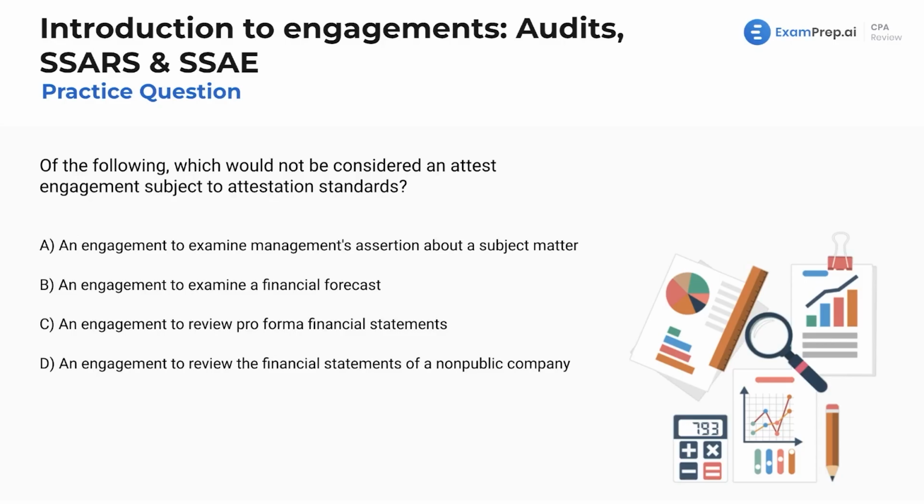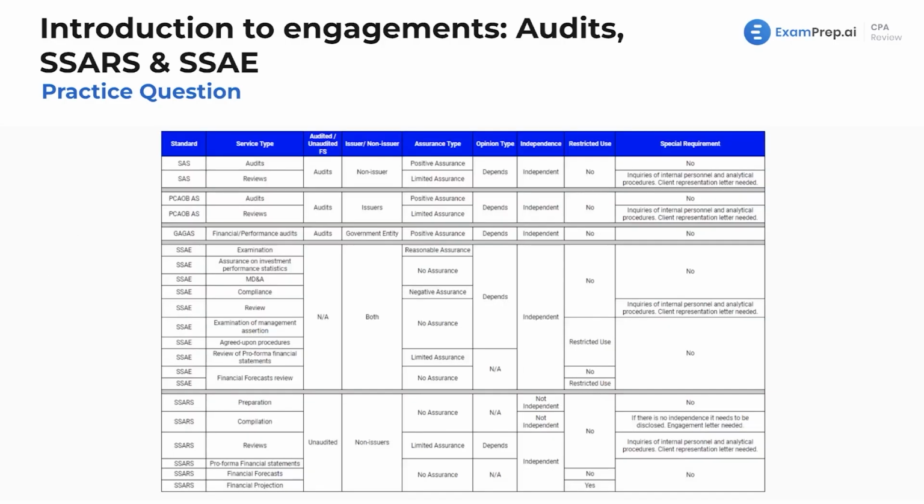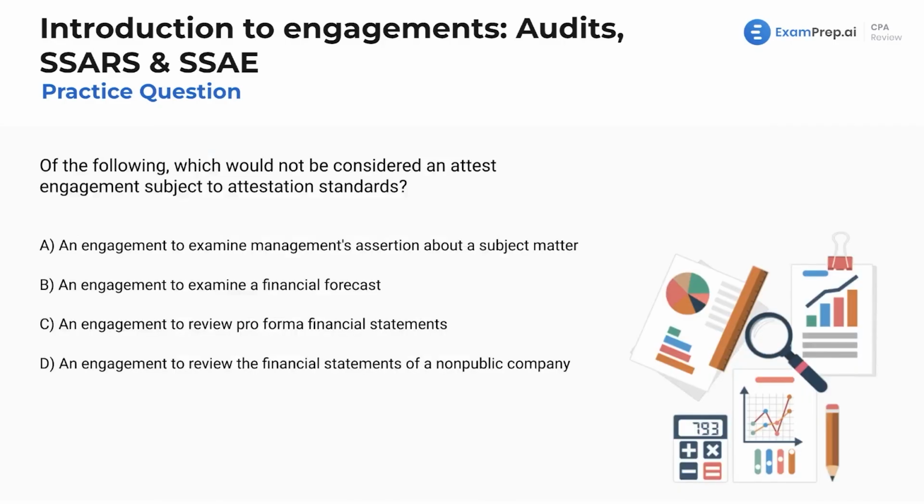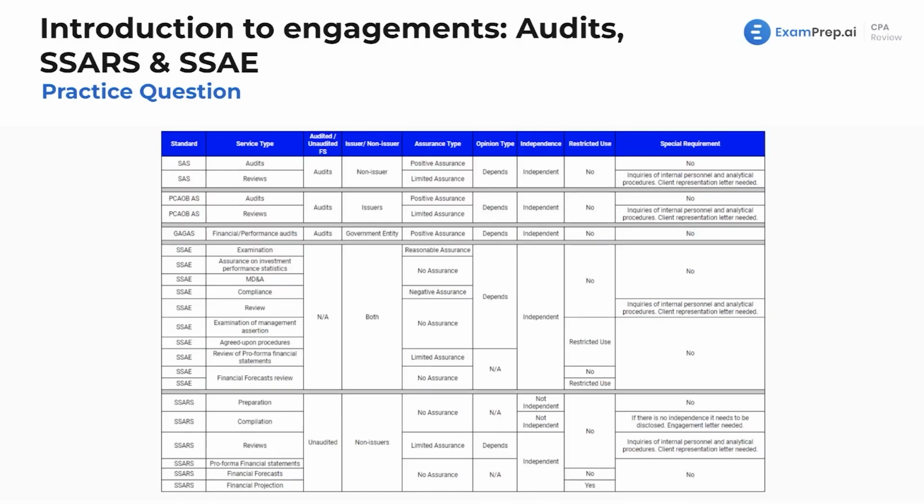But here, right, we've got examination of assertion. We've got examination of financial forecast. We've got a review of pro forma financials, and we've got a review of the financial statements of a non-public company. So let's take a look. Which would not be considered an attest engagement, right? So attest engagements, we see examinations and reviews. Where are those? Okay, well, SSAE, attestation standards. We see examination, we see review. Okay. I see those there. Review of pro forma, right? We've got a few examination of management assertion.